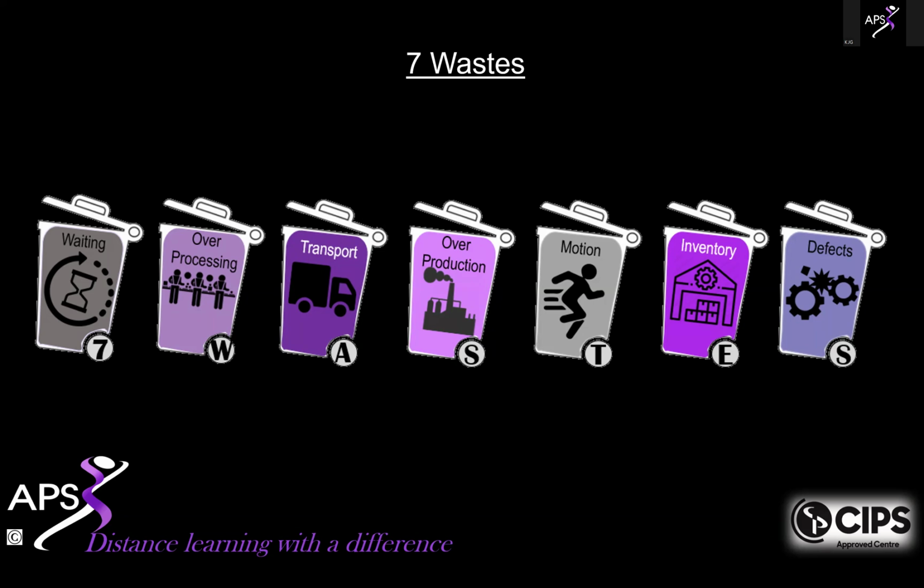For the purpose of this example, I'm going to give you the wastes in relation to my chocolate cake factory to try and demonstrate the purpose of understanding the wastes and how we can add value in the supply chain by eliminating waste. So waste is anything that occurs in a supply chain or a process that doesn't add value. And if something doesn't add value, we need to question why we're doing it. The seven wastes, according to Taiichi Ohno, are waiting, overprocessing, transport, overproduction, motion, inventory, and defects.